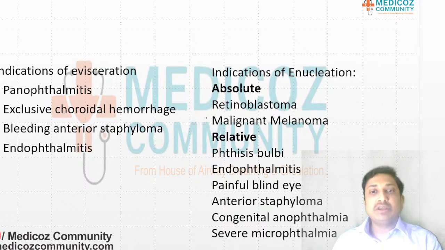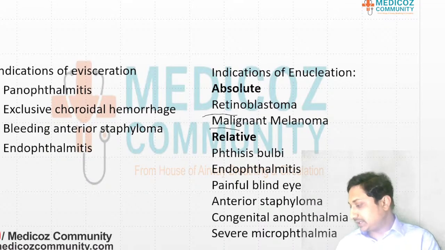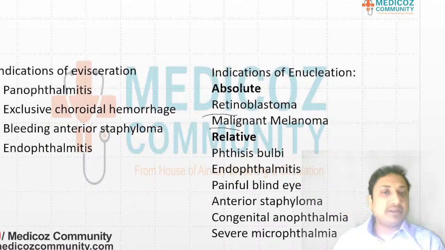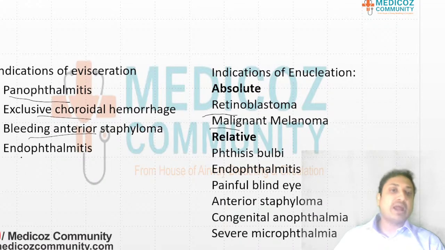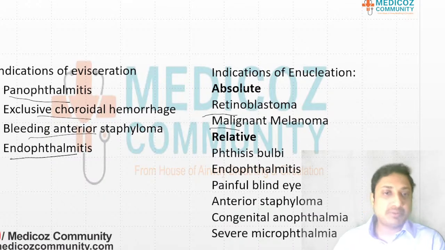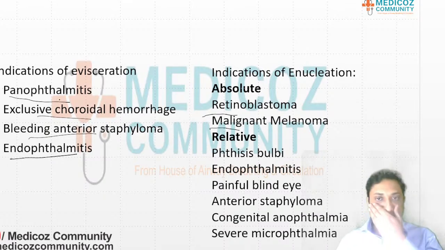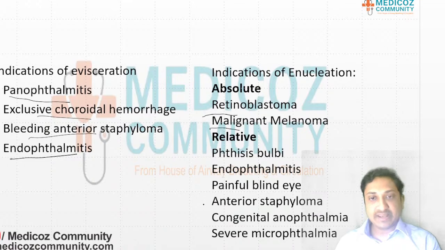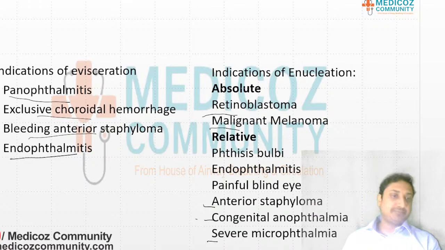For enucleation, malignancies like retinoblastoma and malignant melanoma are the indications here. While for evisceration, the indications are panophthalmitis, expulsive choroidal hemorrhage, bleeding anterior staphyloma, and endophthalmitis when it is non-treatable or it is not coming back to normal levels. So enucleation has some relative indications like phthisis bulbi, endophthalmitis, painful blind eye, anterior staphyloma, congenital anophthalmia, and severe microphthalmia.